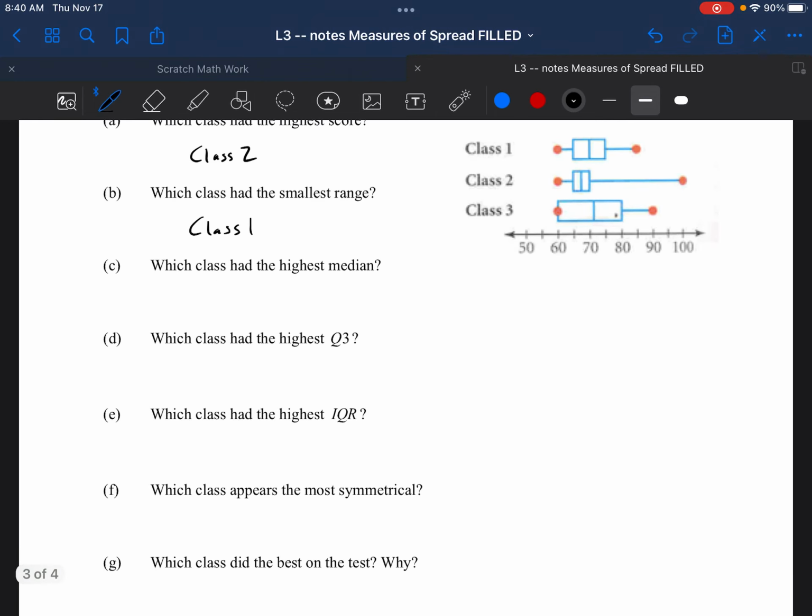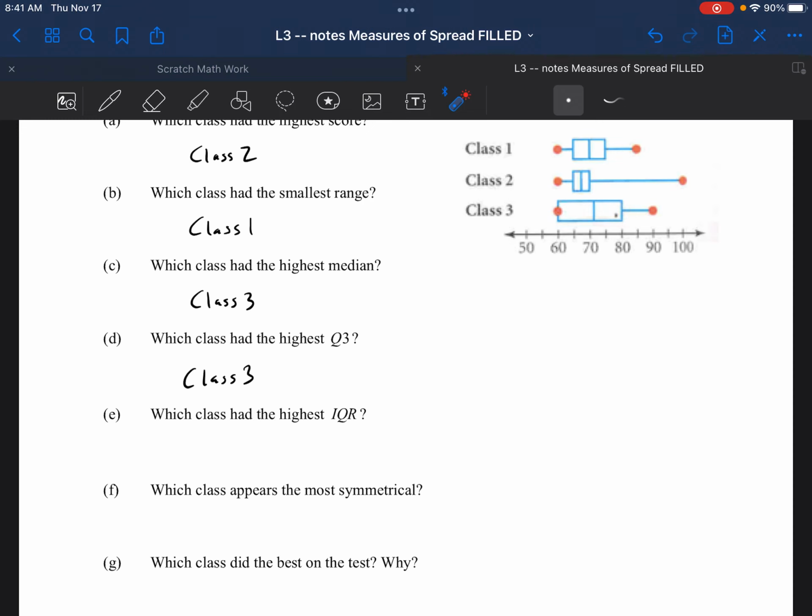Which class had the highest median? Well, highest median, that's the middle value. That's right there, so that's class 3. Highest Q3, that's also class 3. Remember, Q3 is the quartile 3 there.